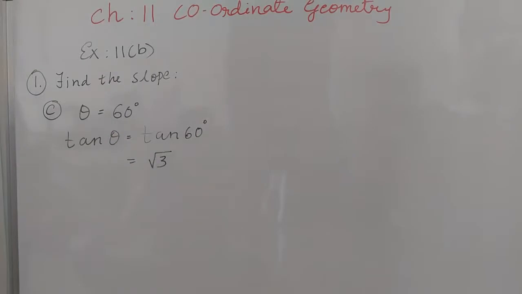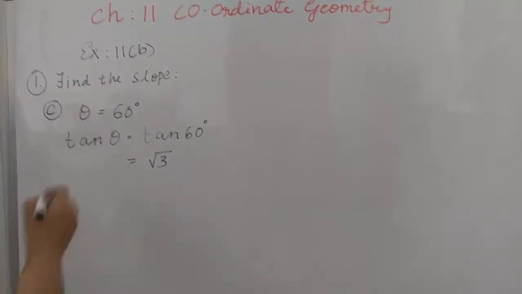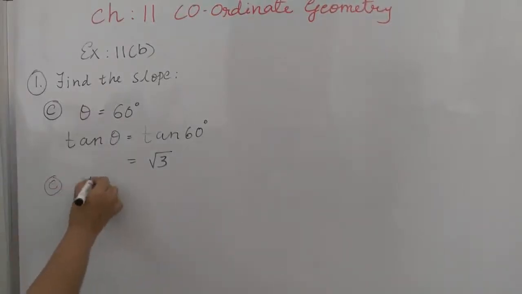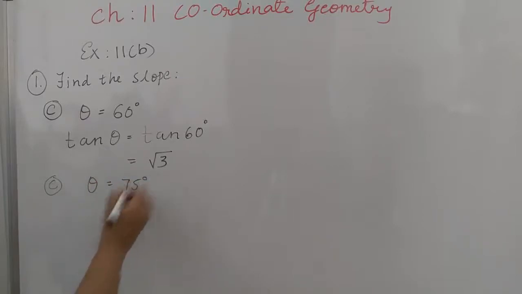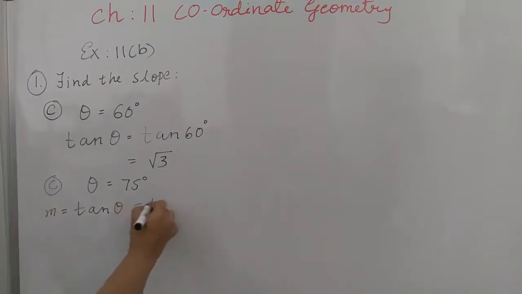What is the slope? Then taking another one, that is question number E, that is 75. Here theta is given 75 degree. So what is tan theta? So tan theta, or you can say M, the slope is equal to tan 75 degree. So what is the value of tan 75 degree? From where do you get?